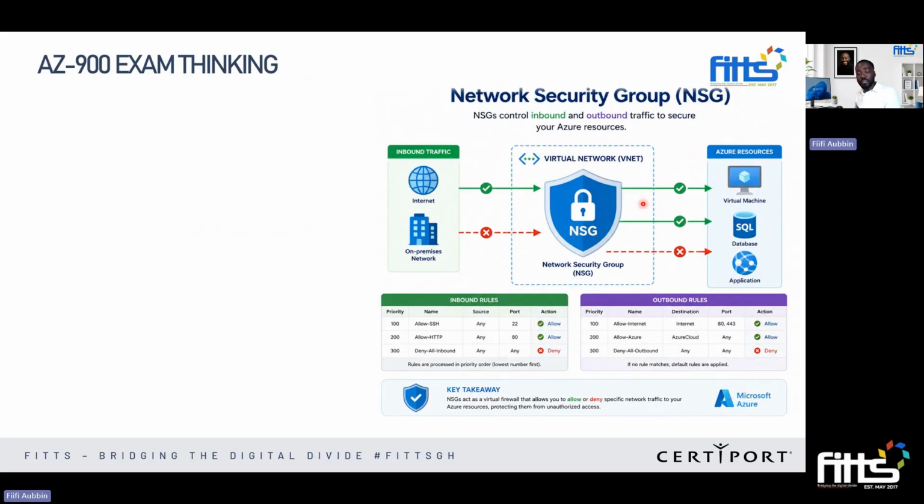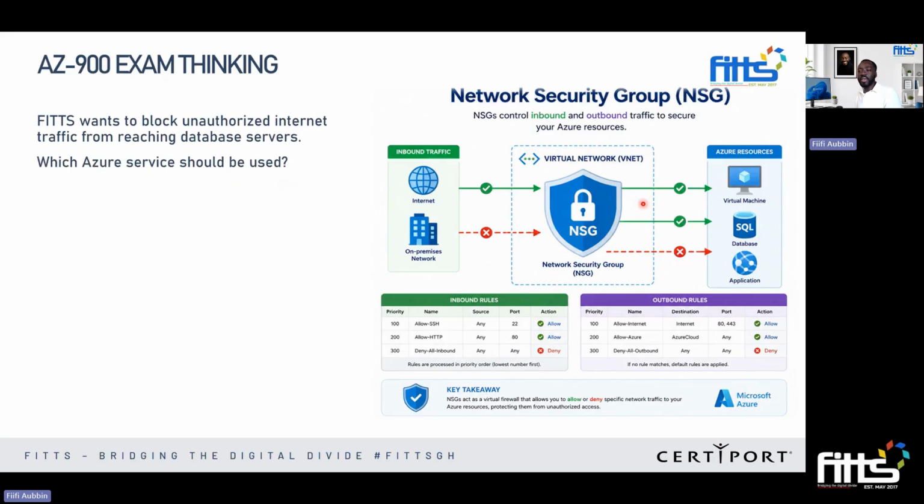Now, since we're also preparing you for the AZ-900 exam, just think about this. FIT wants to block unauthorized internet traffic from reaching the database service. Which Azure service should be used? Is it a resource group, a VNet, NSG, or DNS? The obvious answer here is NSG.